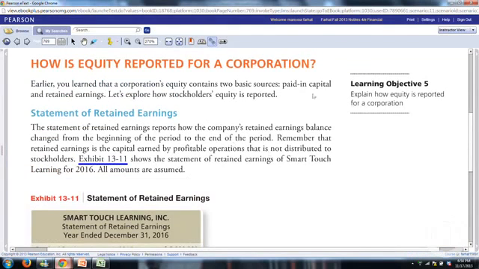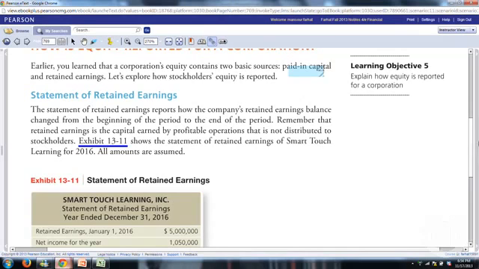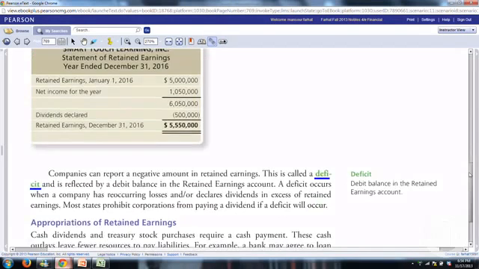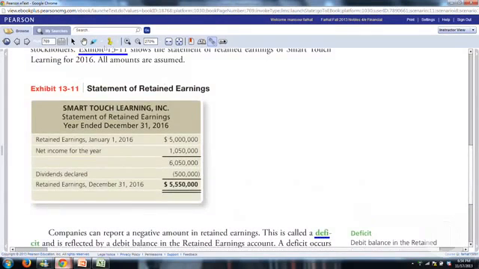So in the book, you learn that the two basic sources of equity are paid in capital, which is the common stock and paid in capital account, and retained earning. Now what we're going to do is dig a little bit more into retained earning. Before we get to retained earning, the company prepares a statement called the statement of retained earnings. So you want to keep track of your retained earning.